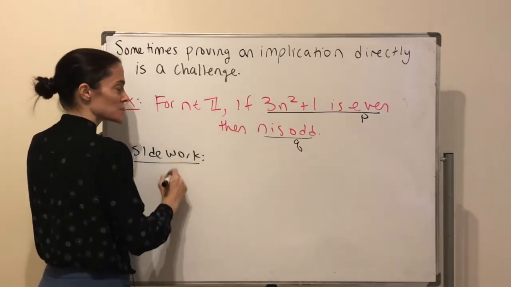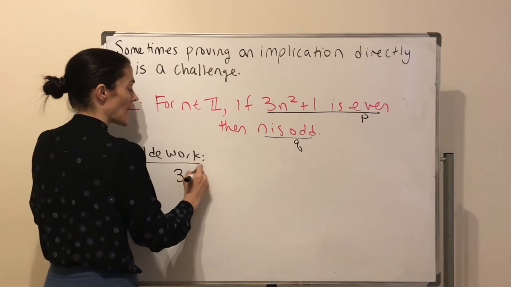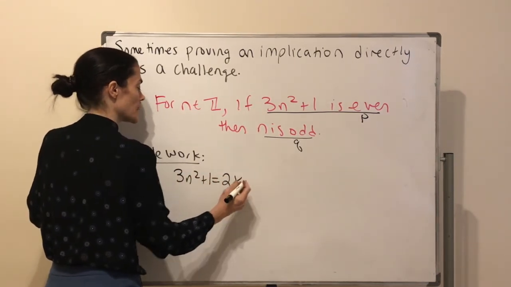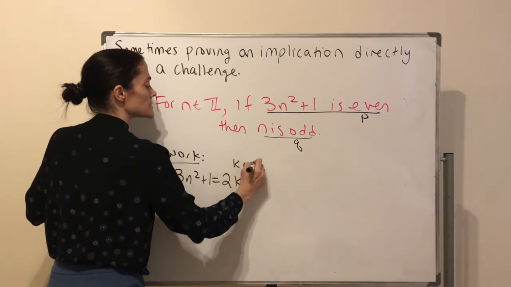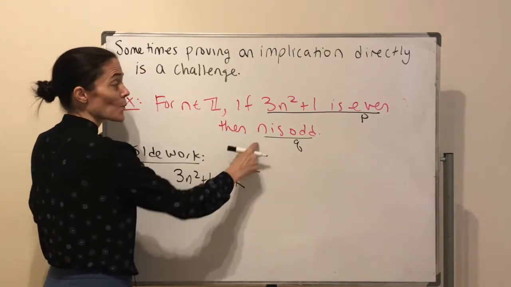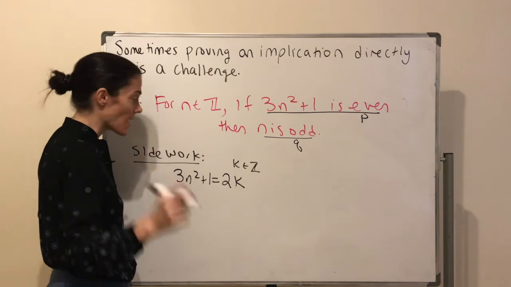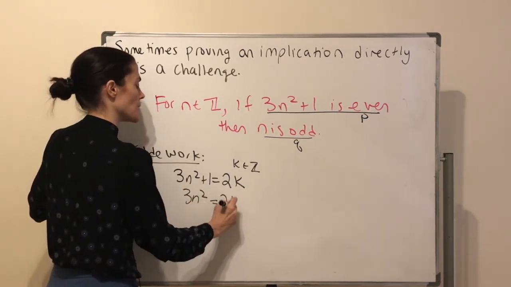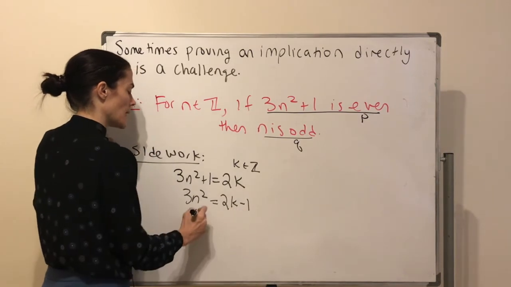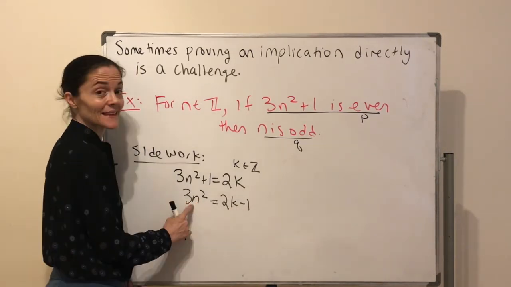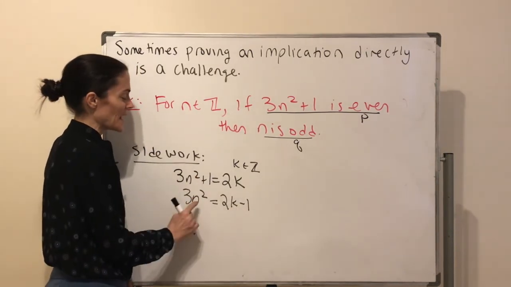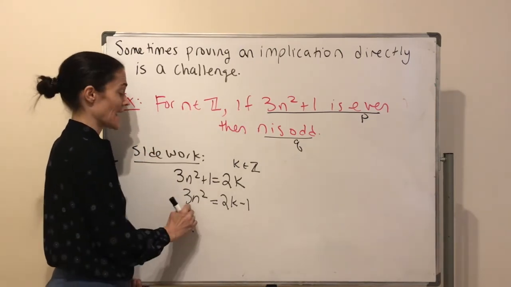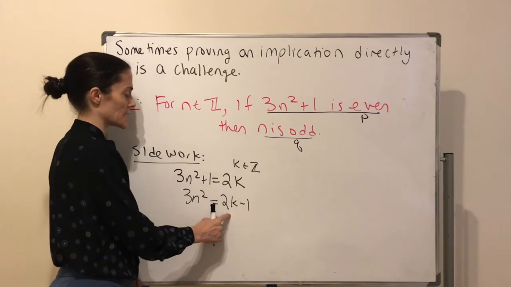Well, 3n squared plus 1 is even. So I would have in my proof, this equals to some 2k, where k is some integer. And then I want to get n is odd. I have 3n squared is 2k minus 1. And then here, well, how am I going to get n as 2 times an integer plus 1? I have 3n squared is 2k minus 1.